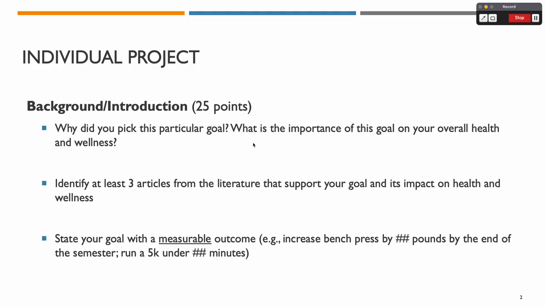And then state your goal very specifically. Use a SMART goal that's measurable with an outcome. Some of the goals that you guys submitted in your projects weren't quite SMART, but I could see what's there. So just make sure you're finding those and what those look like.